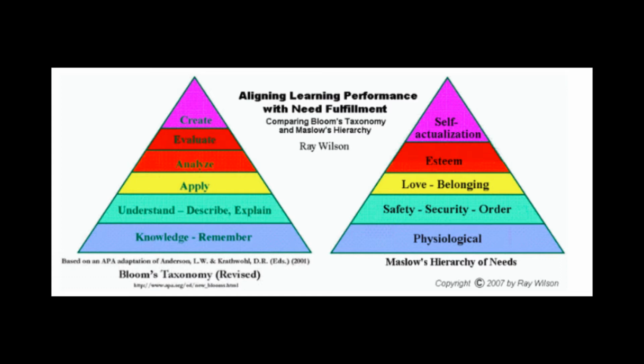Now, if you compare Bloom's taxonomy with Maslow's hierarchy of needs, you'll see that all student leaders need to have self-actualization, the esteem to accomplish things, and the confidence, love, and feeling the need to belong, a sense of safety and security, in that order, and the physiology part.